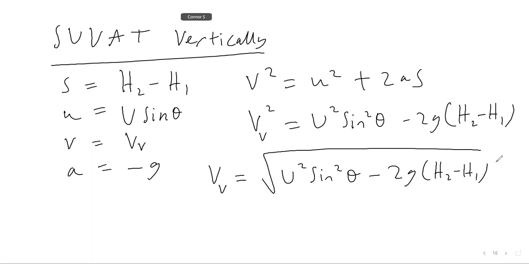What we just want to be careful of is that when we take a square root of a velocity, it could be either positive or negative. So this could be either the positive or negative version. It doesn't really matter with this question here.